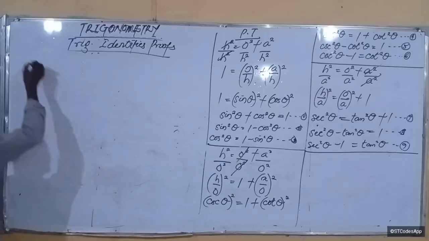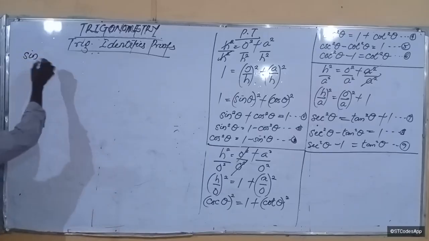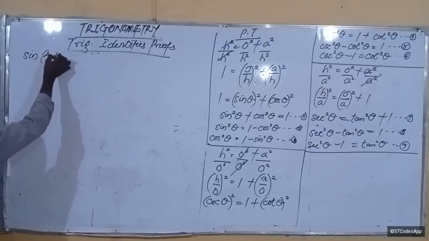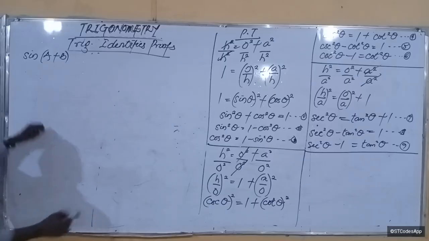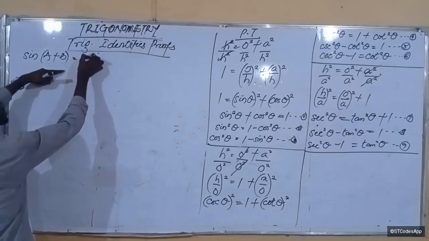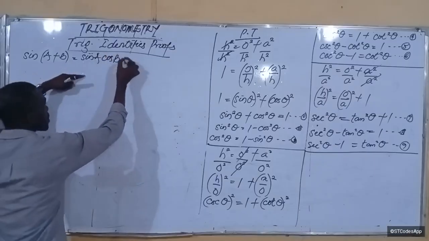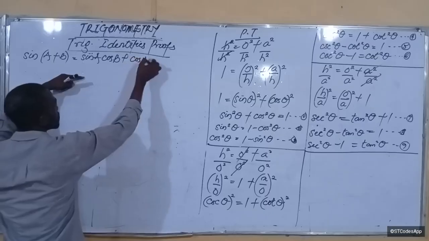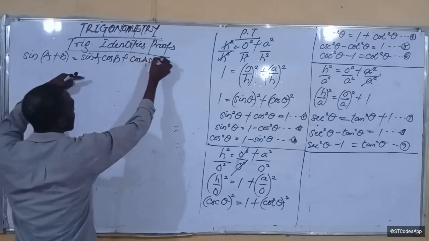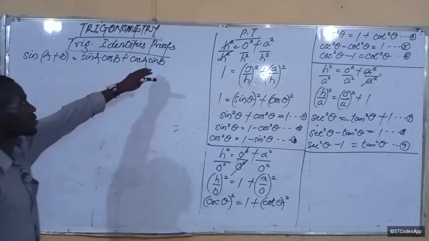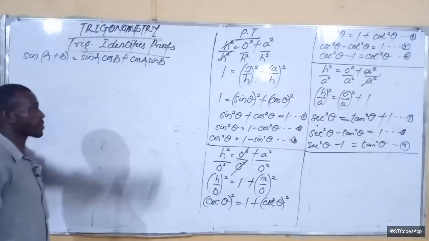So it turns out that the sine of a particular angle A plus angle B is actually equal to the sine of A times the cosine of B plus the cosine of A times the sine of B. Is it clear? This formula holds true.